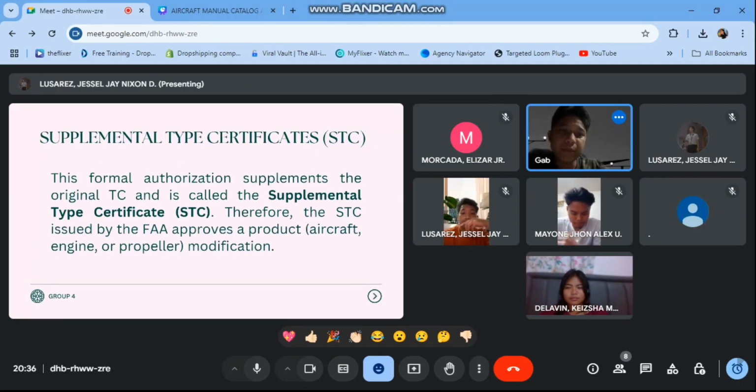Its purpose is approving modifications to an original aircraft design, and it includes product changes and compliance with safety standards. This formal authorization supplements the original TC and is called the Supplemental Type Certificate. Therefore, the STC issued by the FAA approves a product, aircraft, engine, or propeller modification.